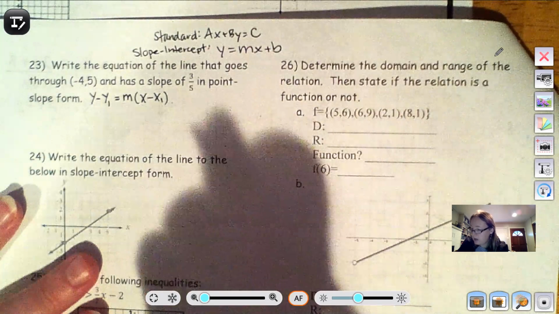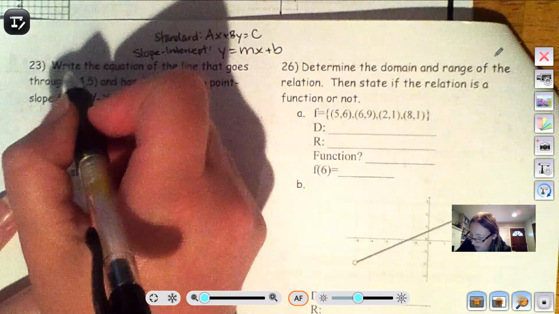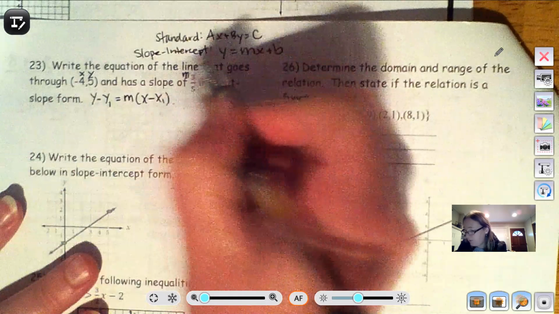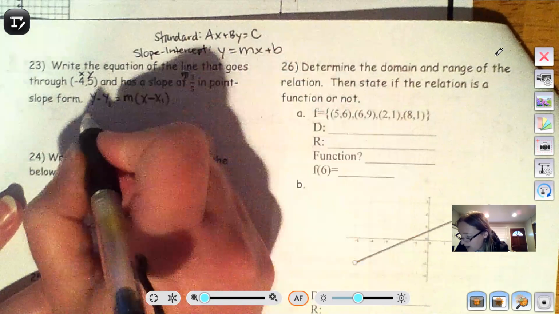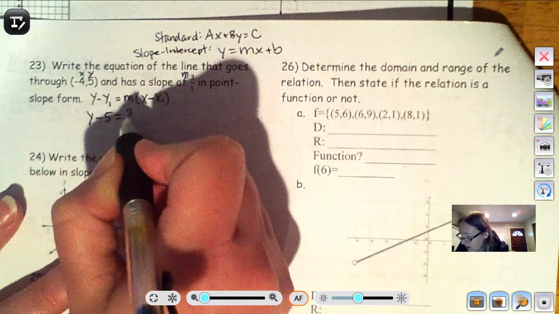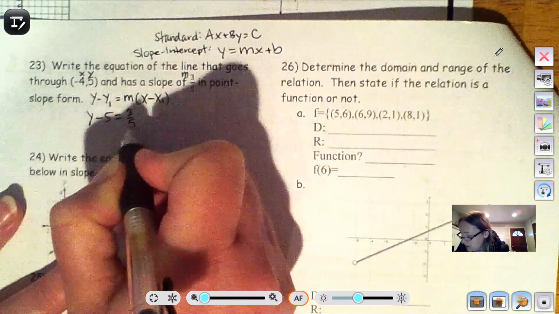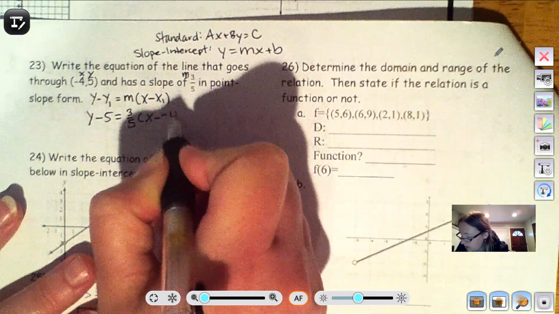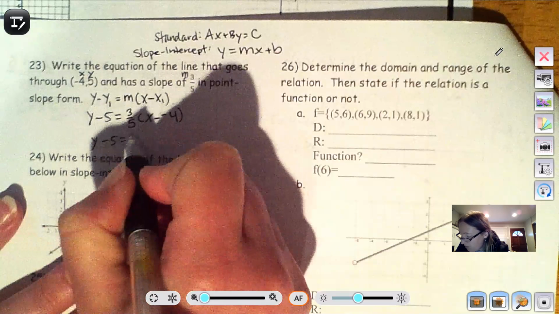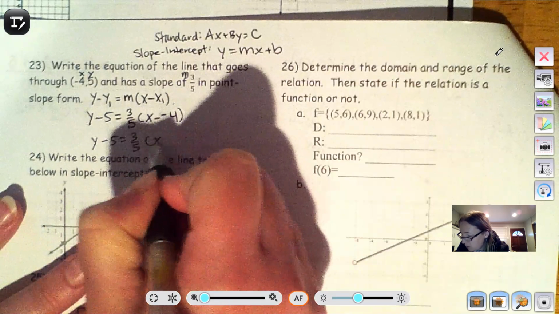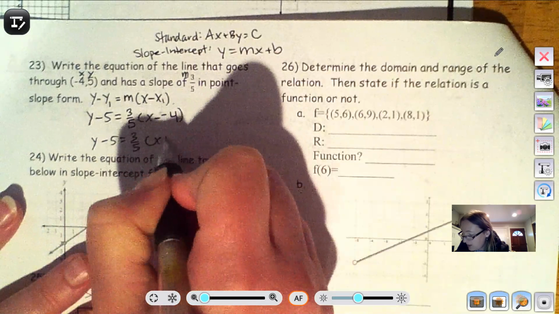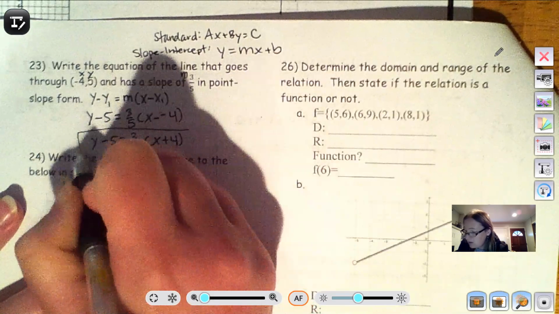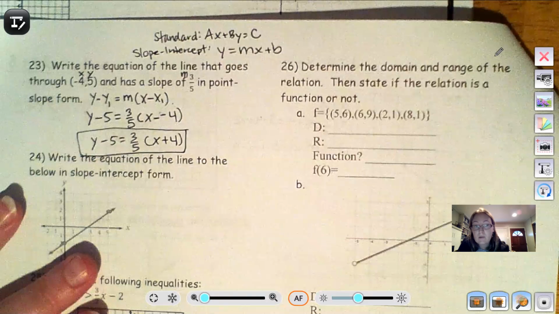And so here you literally are plugging in your x and y of your point and your slope of 3/5. So y minus 5 equals 3/5 times x minus negative 4. And don't get it out of this format because the problem asks for it like this, but you can simplify the double negative as a positive.